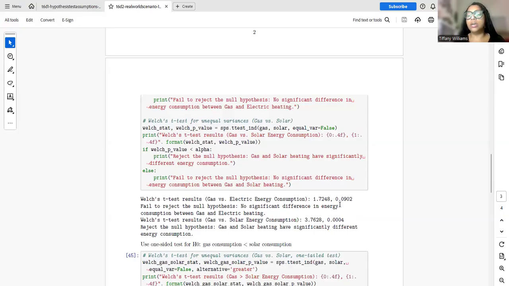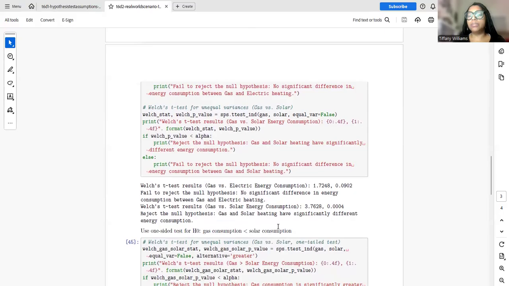So we must fail to reject the null hypothesis. And then we compare gas to solar energy. And our p-value is 0.004, which is less than our significance level. So we must reject the null hypothesis. And this shows that the mean of gas and solar heating has a significant difference in energy consumption.